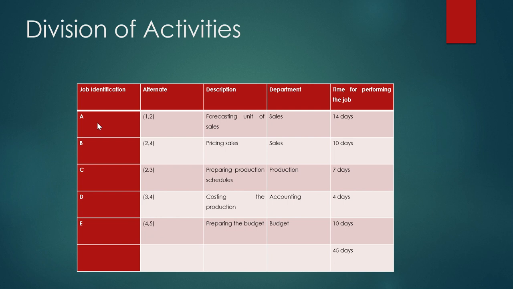Activity A is forecasting units of sales, and it will take 14 days. Activity B is pricing sales, and it will take 10 days. Activity C is preparing production schedules. It will take 7 days. D is costing the production. It will take 4 days. And activity E is 4 to 5, that is preparing the budget. It will take 10 days.